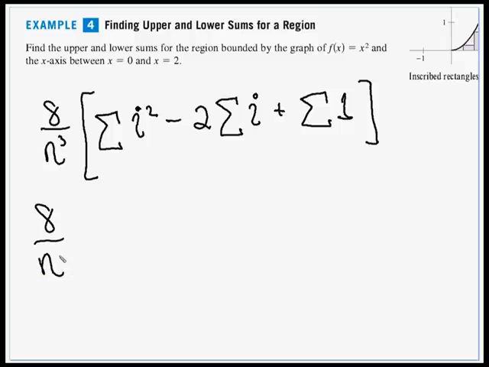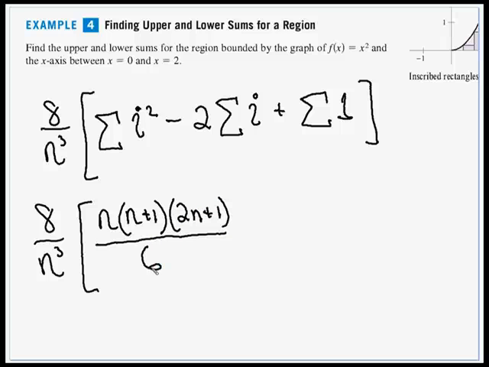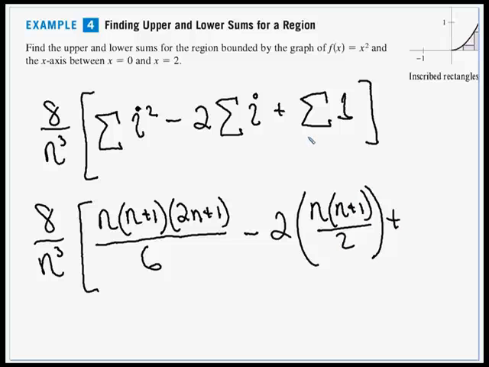So again, our 8 over n to the third is out front. That will be distributed across everything. i squared, we can replace i squared with n times n plus 1 times 2n plus 1 all over 6, minus 2 times the summation of i. So that was n times n plus 1 over 2, n times the quantity n plus 1 over 2. And then remember, this summation was from i equals 1 to n. 1 times n is n. And we're done. And let's see here, these 2's will cancel.